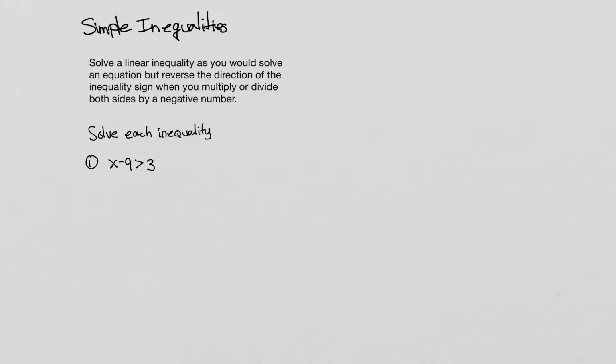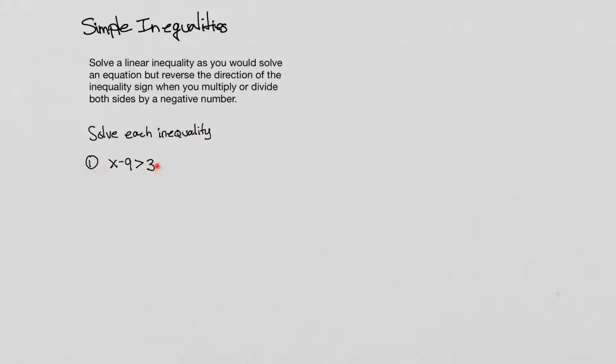So in this section, we're going to take a look at some inequalities. And what we're going to do is solve these just the same way that we solved equations. But when we multiply or divide both sides of the inequality by a negative number, we're going to reverse the direction of the inequality sign. Let's do some examples here.